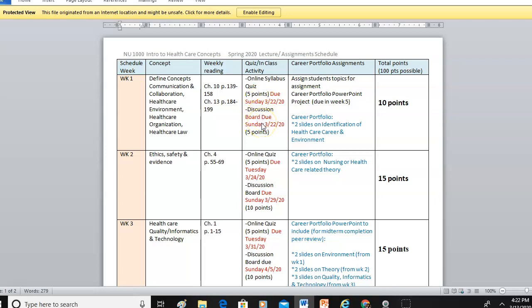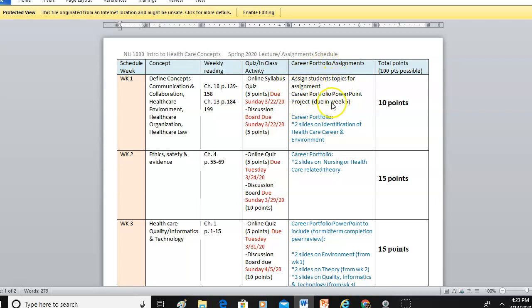The next thing you will have to do is a discussion board. We will have discussion boards every week following our class in order to make sure that we are understanding the content of each week's lecture and that we are not only discussing things, but we are answering your classmates' questions and their comments as well. That discussion board is worth 5 points, and that too is due on Sunday, March 22nd at 11:59.